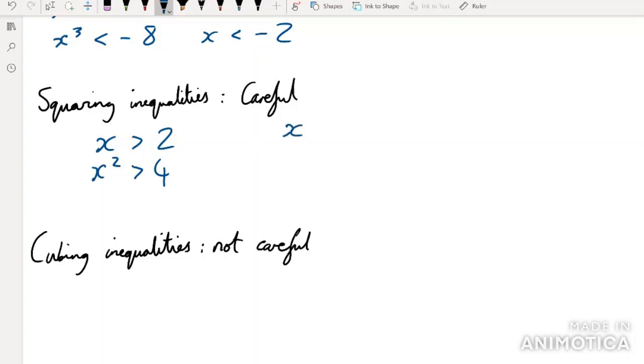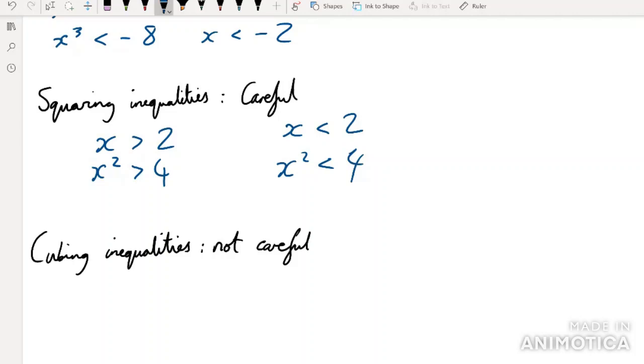But if x is less than 2, well, actually, now I'm in trouble, because can I square this? Well, if I square it, I get x squared is less than 4. But x could have been negative. If you think about it, x is less than 2, so x could be, for example, minus 10. What's minus 10 squared? Well, it's 100. And so clearly x squared doesn't have to be less than 4.